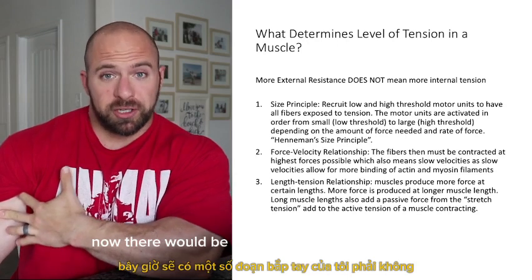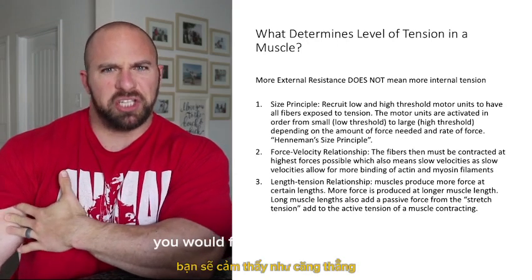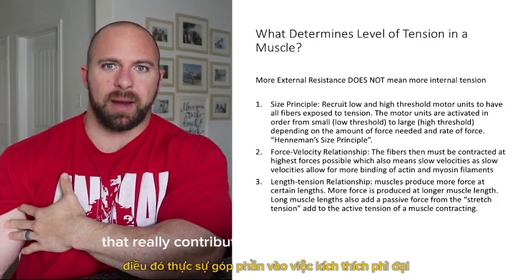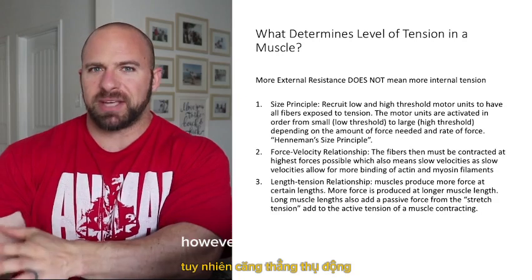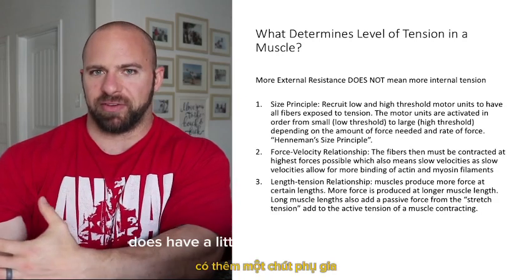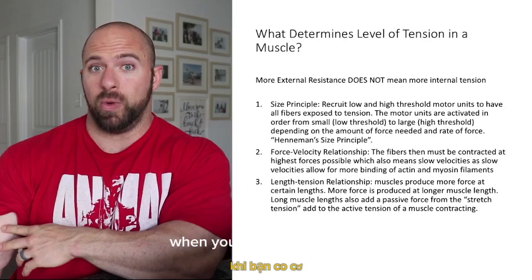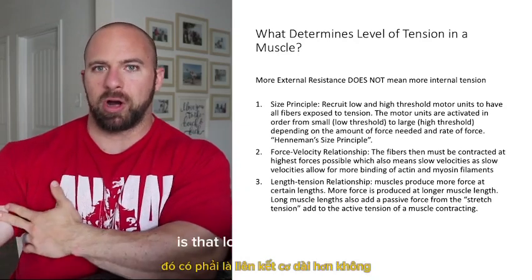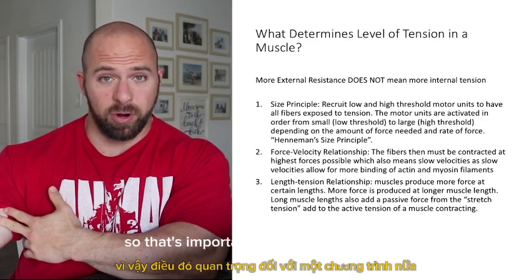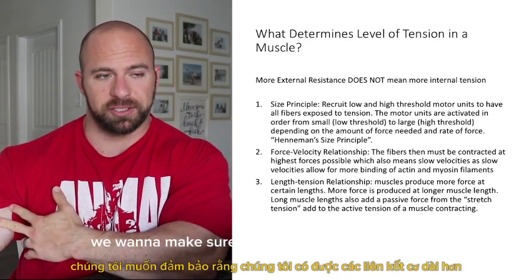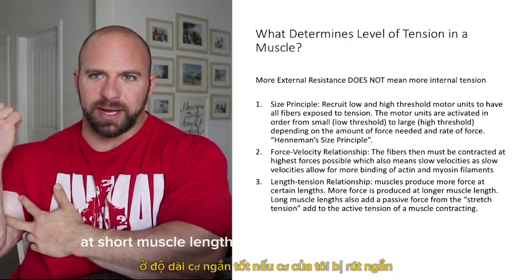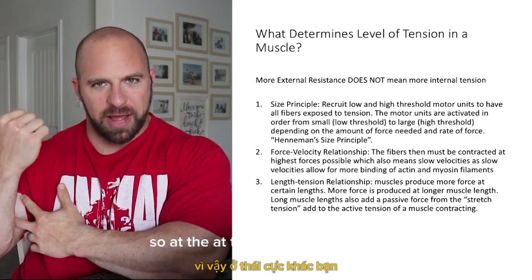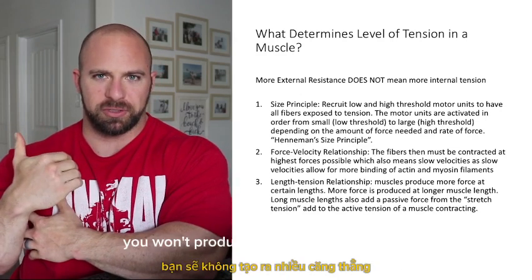Now, there would be some stretch in my bicep, right? You would feel some tension. That's passive tension. So that's not the active tension that really contributes to a hypertrophy stimulus. However, passive tension does have a little bit of an additive effect to the total tension that you experience when you contract a muscle. So the most tension stimulus you get is at longer muscle lengths. So that's important for when we're programming. We want to make sure we get to longer muscle lengths. At short muscle lengths, if my muscle's already shortened, I can't really produce a lot of force anymore. So at the other extreme, you won't produce as much tension.